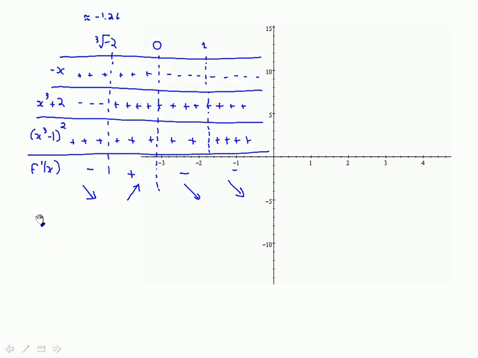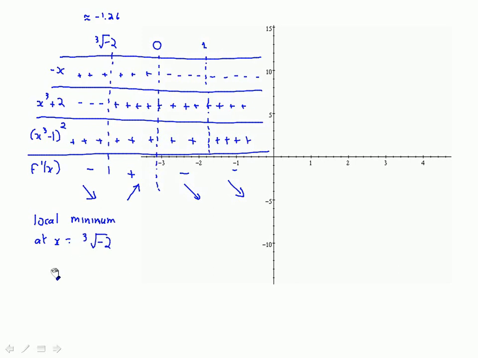So we would then say there is a local minimum at x equal to the cube root of negative 2. So that's where the derivative changes from negative to positive. So basically by inspection we can tell.